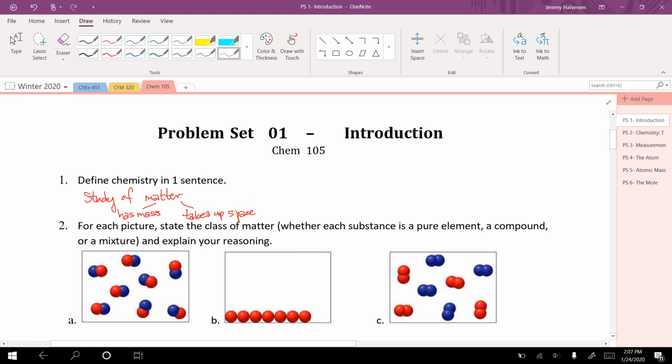The definition of chemistry continues to talk about the study of matter, composition, structure, properties, changes, as well as energy associated with those changes. So that's nice, but saying a study of matter is sufficient.